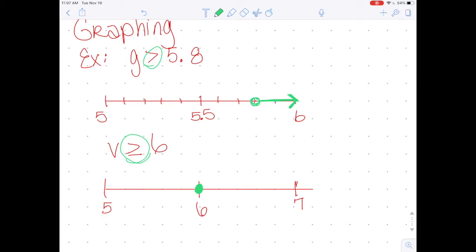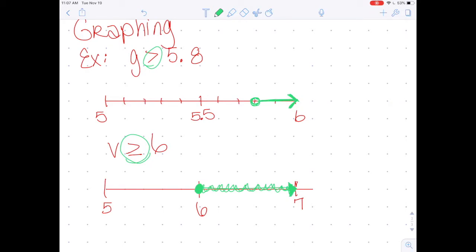You can only color it in if it's greater than or equal to or less than or equal to. It has to have the equal to sign. Then we need everything that's more than 6. So I'm going to draw my arrow, fill in my line. Some people draw a squiggly line. You can do that if you want, to show that everything more than 6 is in the solution set.